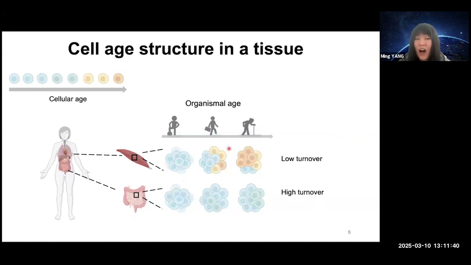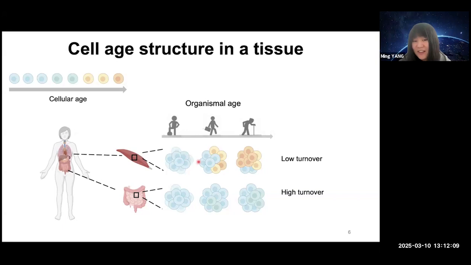So inspired by all those previous works, we came up with this cartoon to illustrate our idea. Just as every human individual has a chronological age, every cell also has its own chronological age, or we refer to it as a cellular age. So for different organ systems, some of them have a fast turnover rate, while others have a slow turnover rate.